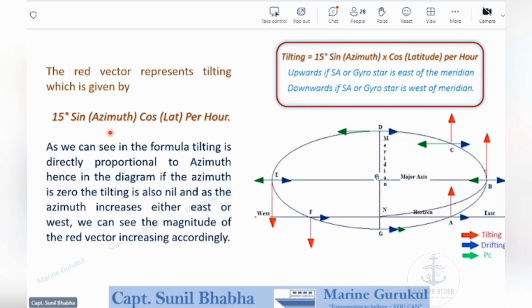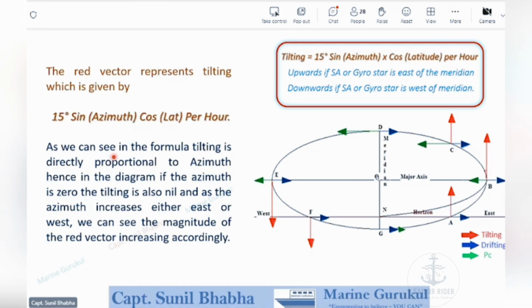We know that tilting is given by the formula 15 degrees sine of azimuth cos of latitude per hour. As the observer is stationary right now, there is no change in the latitude of the observer, but the azimuth of the spin axis, or the drift of the spin axis, is changing. At different points, you will see the azimuth is changing.